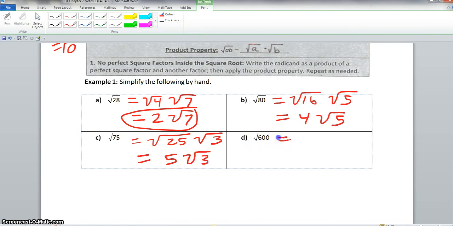Now we come here to 600. The highest perfect square in 600 is 100. And we will have 6 left over. 100 times 6 is 600. The square root of 100 is 10. And then we have times the square root of 6. And that is our final answer.